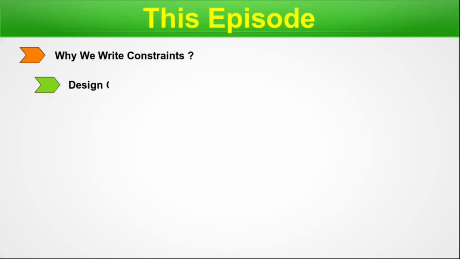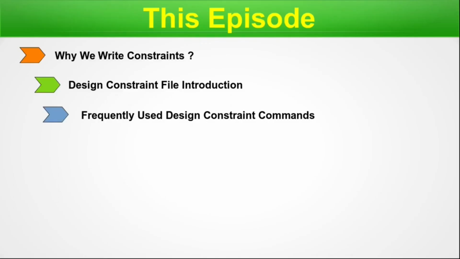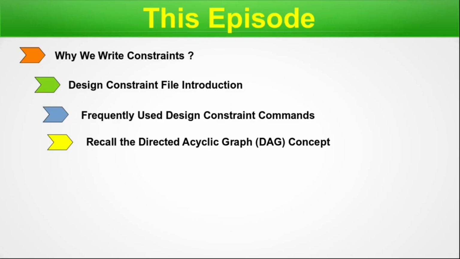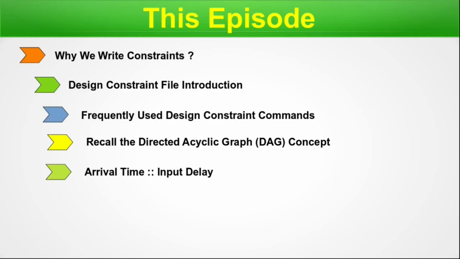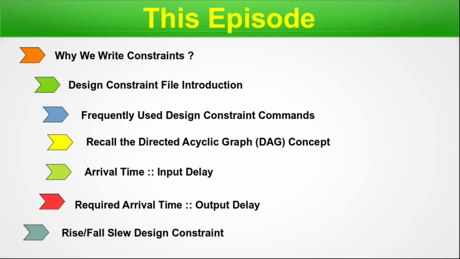Let me introduce today's menu. First, we talk about why we write constraints. Then the design constraint file introduction will be there. Frequently used design constraint commands will be introduced to you. We will recall the directed acyclic graph concept, arrival time, input delay, required arrival time, and output delay, everything in terms of the constraints. Then rise and fall slew design constraints. So this is the menu for today. Without any further delay, let's begin.